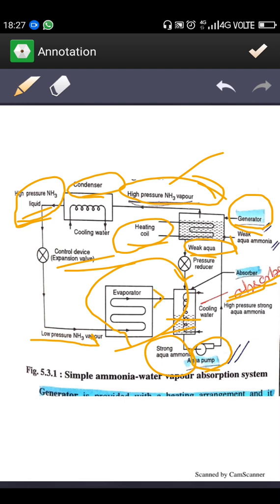These vapors are again passed to the absorber, and at the absorber this ammonia vapor mixes with the weak aqua ammonia solution, and we get strong aqua ammonia solution. This strong aqua ammonia solution is again taken by the pump, and the pump increases its pressure to the generator pressure. Again we heat it to remove the high pressure NH3 vapor, and we send this NH3 vapor to the condenser, and again this cycle continues.